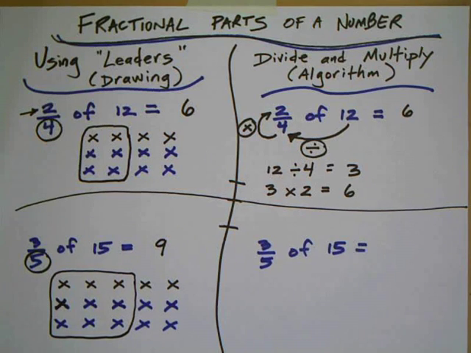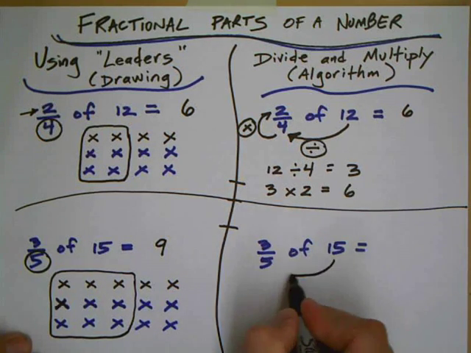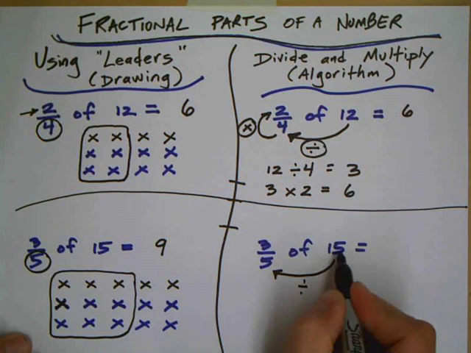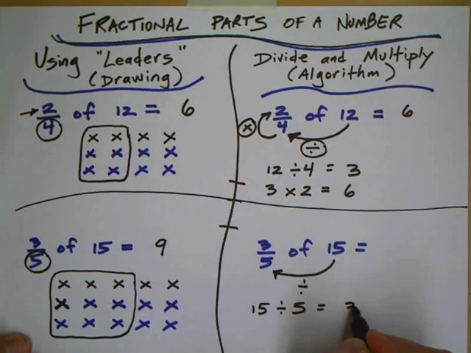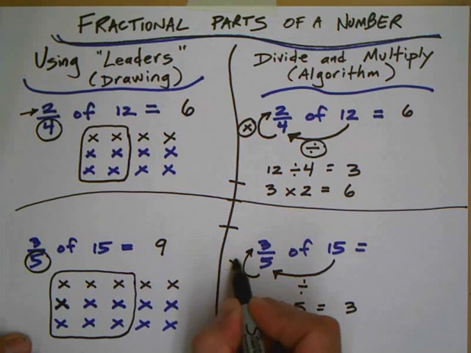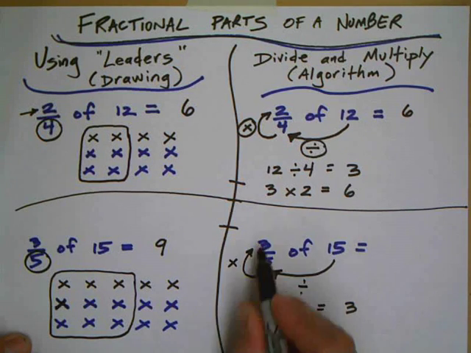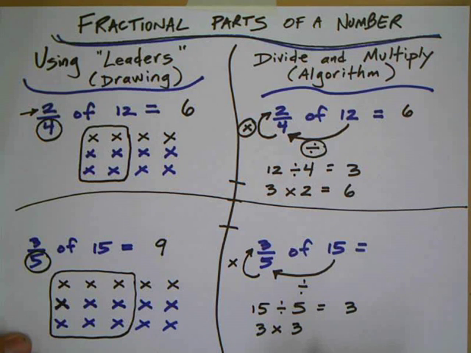To solve the same problem over to the right, we're going to divide 15 divided by 5, essentially taking the total number of items divided by the number of groups, and I get 3 because there are 3 in each group. I take that number 3 and multiply it by the numerator, which is how many groups I'm looking to count, and I also arrive at 9. I hope this video helps explain fractional parts of a number a little bit better.